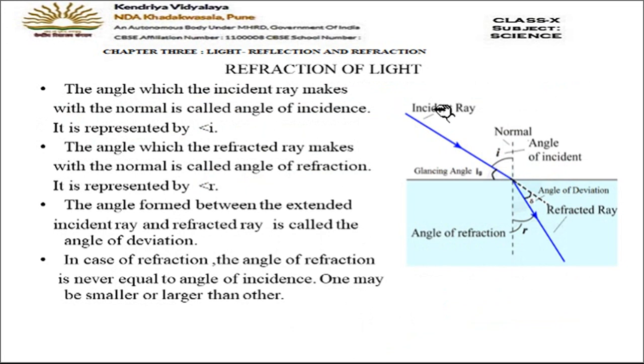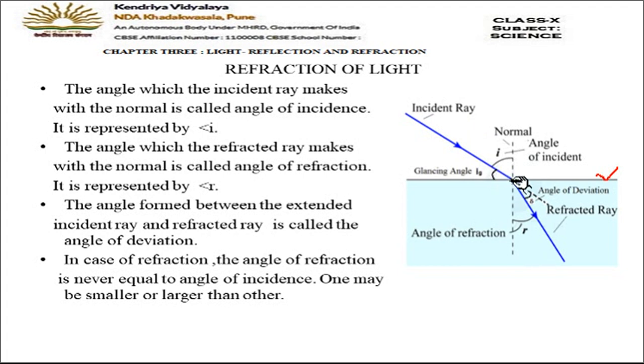Now we'll again try to understand refraction of light with the help of this diagram. In this diagram you can see that this boundary is where the two mediums are meet. Suppose this is the air medium and this could be water or glass, any other medium. So light is traveling from one medium to another. Now you can see here, this is the incident ray, the ray which is coming towards the surface, towards the boundary of the two mediums.